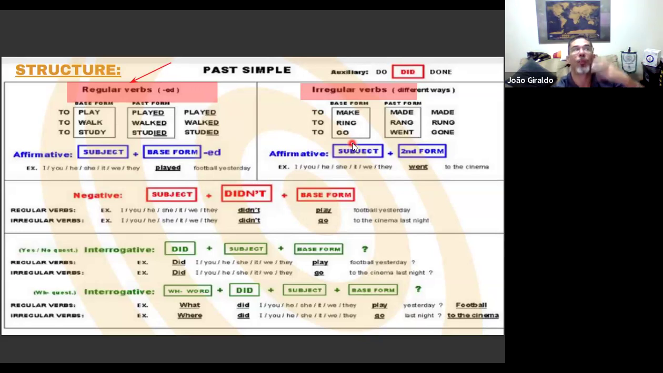So these are verbs that we generally use, and they transform to the past according to a list. So they don't have a parameter to transform them into the past. So pay attention to this and study the list.